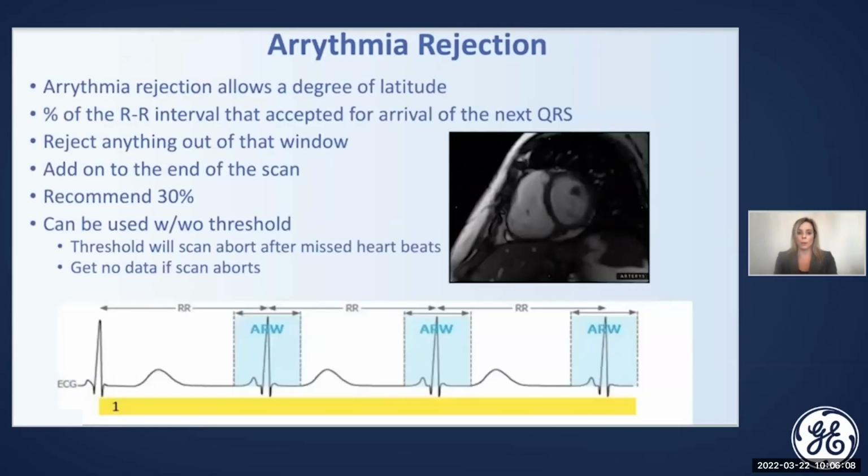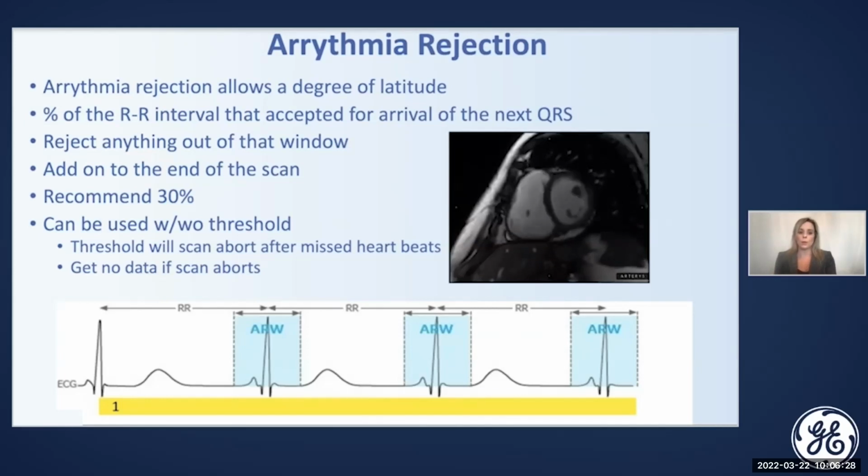So let's discuss our patients with arrhythmias. The first thing that we should do when patients have arrhythmias is turn on arrhythmia rejection. This allows us a degree of latitude, and it's the percentage of the R to R interval that's accepted for arrival for the next QRS. And anything outside of that window will be rejected.